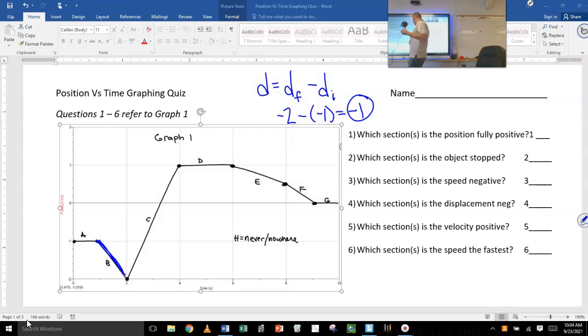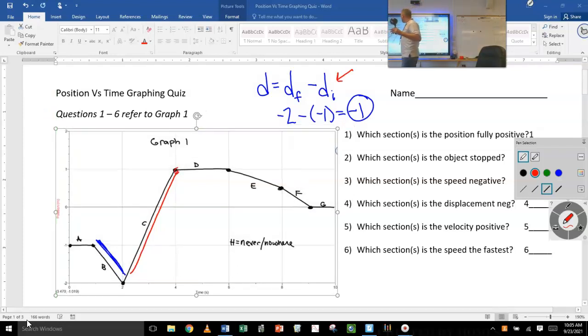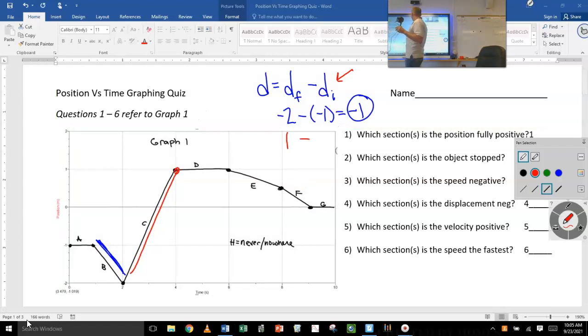In part C is a positive displacement. I'm going in the positive direction. I can show you using this equation as well. My final position is 1. My initial position was -2.